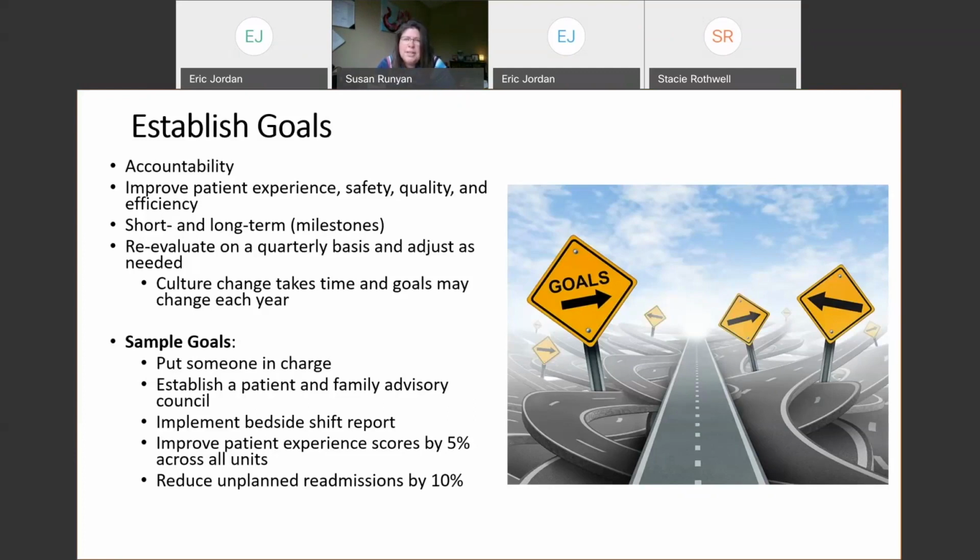It really helps improve patient experience, safety, quality, efficiency, efficacy across the entire hospital. They can be short-term, long-term goals. In fact, I like to have a few of each. Definitely reevaluating on a quarterly basis. Are we moving in the right direction? But all the data helps us over time realize if we're making the right moves. Do we need to move down this crazy-looking highway in front of you, or are we really going down the path that is comfortable and still making change?